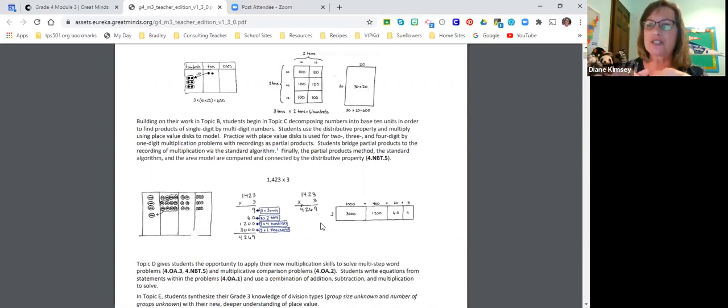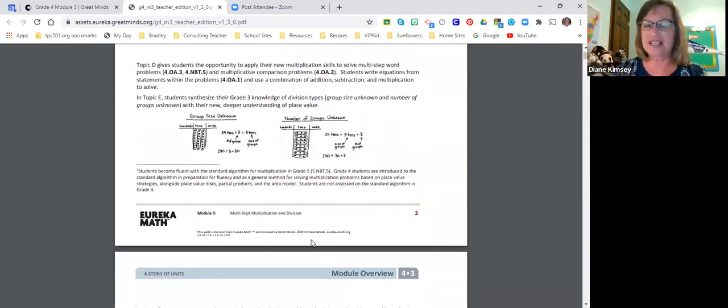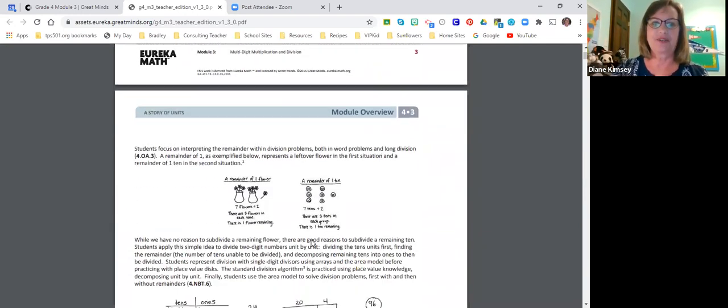Please make sure you're teaching it the Eureka way. So next year when your children go on to the next grade level, they know the vocabulary, they know the models, they know what is being taught. Please don't let you get in the way of how to teach the Eureka math. I just can't express that enough. All right, we're going to keep on going.